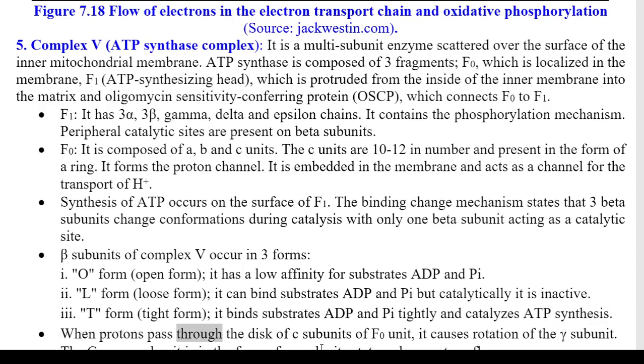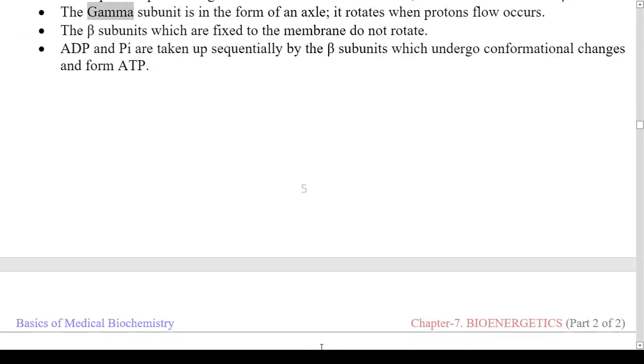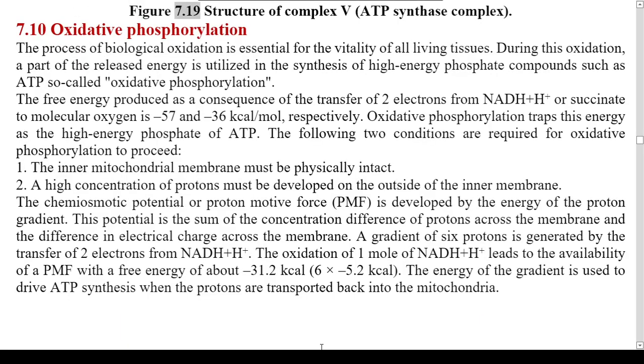When protons pass through the disk of C subunits of the F0 unit, it causes rotation of the gamma subunit. The gamma subunit is in the form of an axle; it rotates when proton flow occurs. The beta subunits, which are fixed to the membrane, do not rotate. ADP and Pi are taken up sequentially by the beta subunits, which undergo conformational changes and form ADP. Figure 7.19 Structure of complex V, ADP synthase complex.